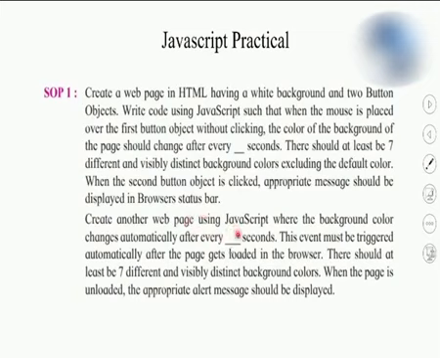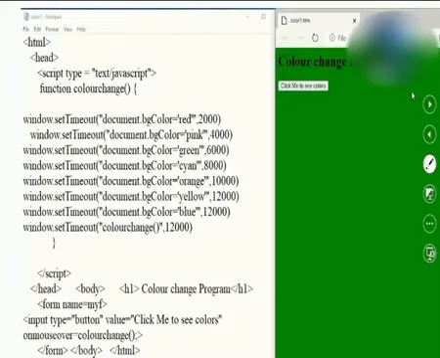You are supposed to create 1 more page, and here also we will consider 2 seconds. Students, here 7 different visibly distinct background colors we will display. Along with that, alert message and status bar are also mentioned, but we will just see only one function which is going to change the color, because the status property is not supported by the latest browsers. Now here is the program. Let us observe the program.